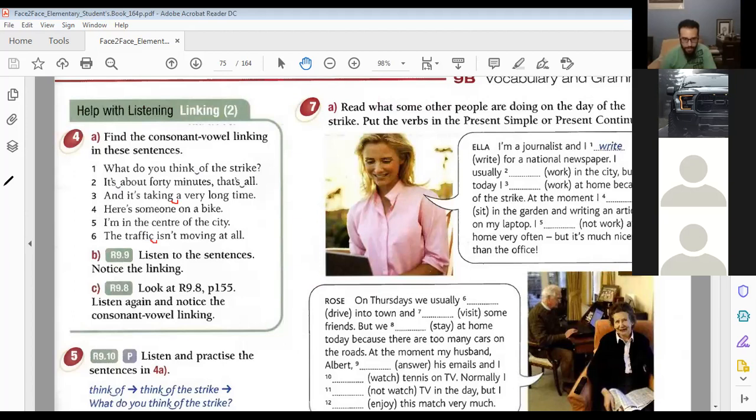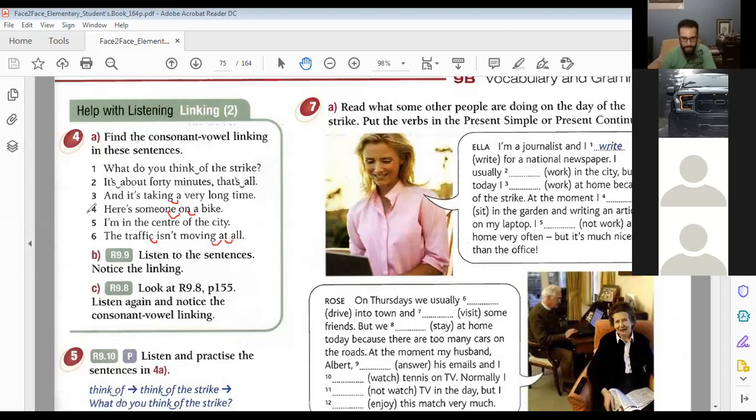On a bike. Moving at. Actually, I think we have two links. Someone on a. On. Yeah. Okay, so moving both. At. Correct. Isn't moving at all. Moving at all. And also the T and the A. Right?